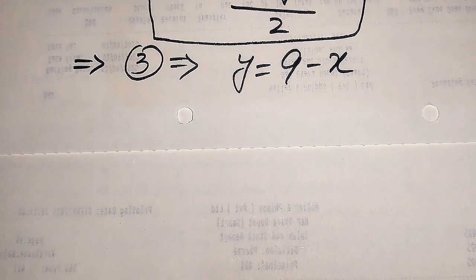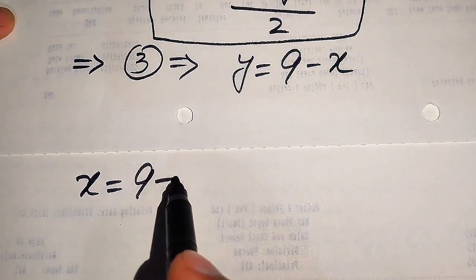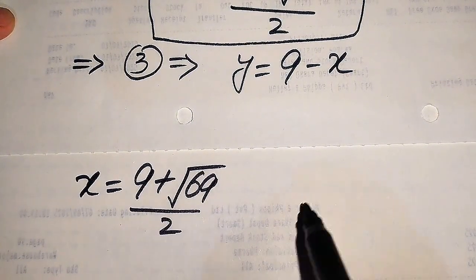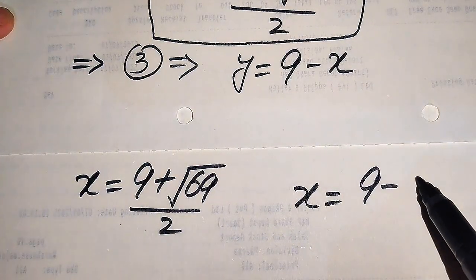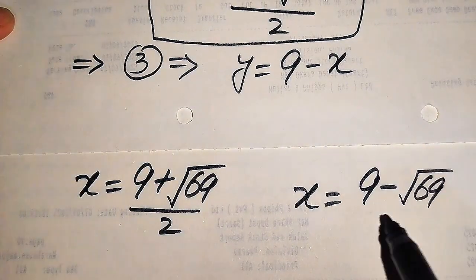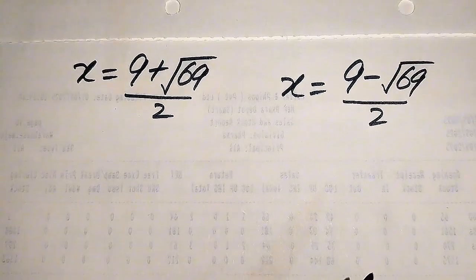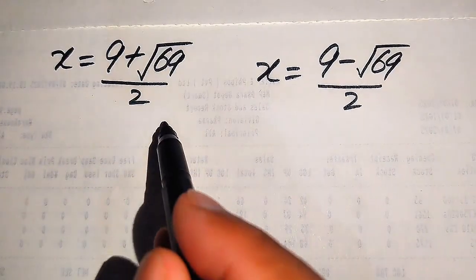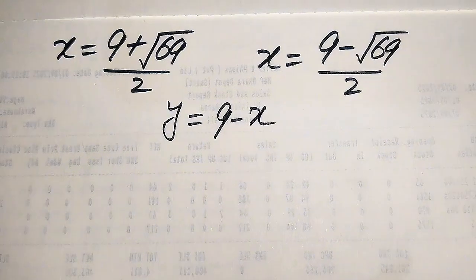So here first we take the values of x, and on this side we will substitute the value of x as 9 plus square root of 69 divided by 2, and on this side we will substitute the second value, that is 9 minus square root of 69 divided by 2. So these are the two values of x, and now in the next step we substitute these two values in equation number 3, it means that we substitute these values in this equation.